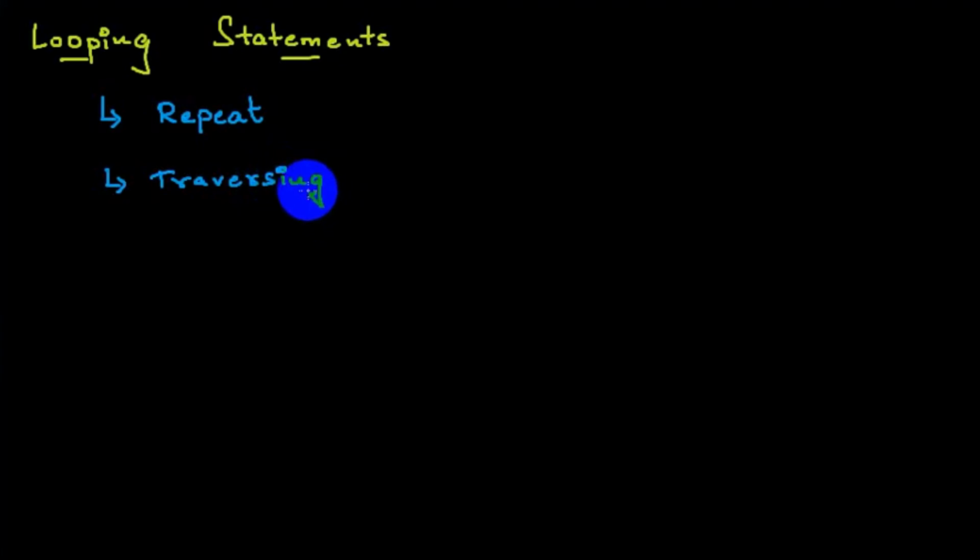What is traversing, sir? See, there is a group of data. Imagine there is a group of data. I want to fetch them one by one, one by one. I need to fetch them. That is called traversing the data. So trying to fetch the data one by one. In those particular scenarios, we always come across looping statements.